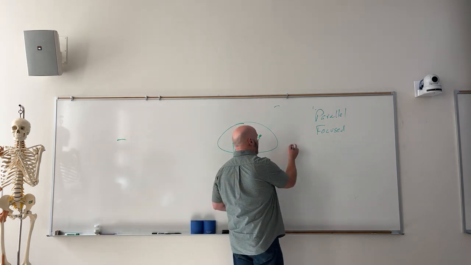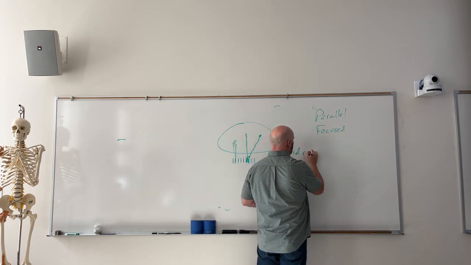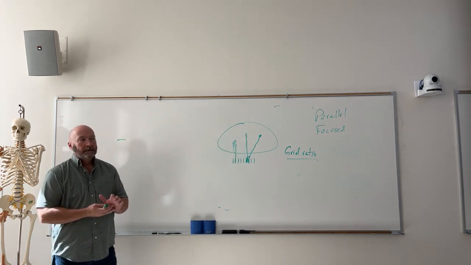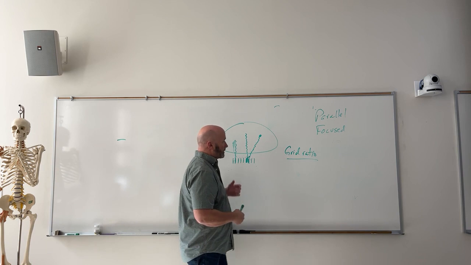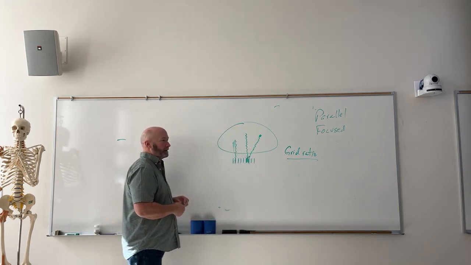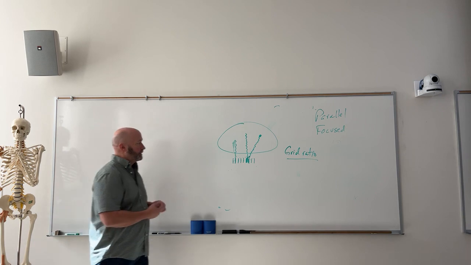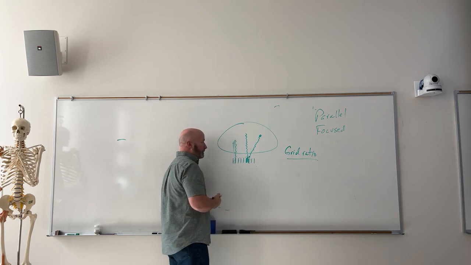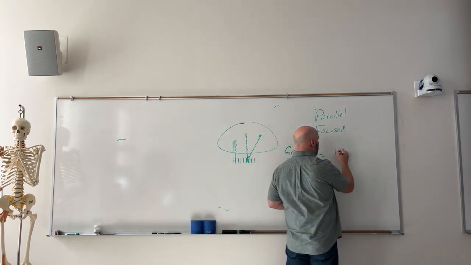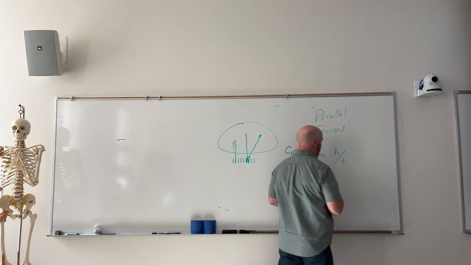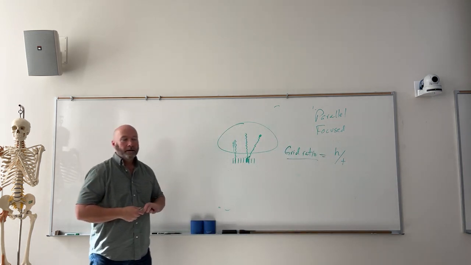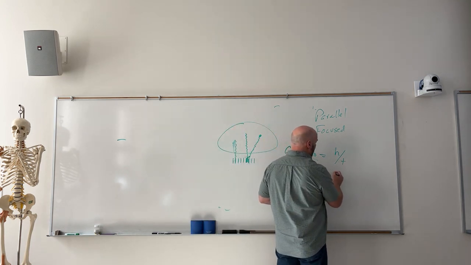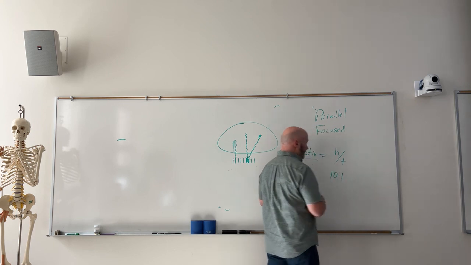Okay, so what we have then is grid ratio. Grid ratio is the measure of how effective a grid is. So it's a comparison between the thickness of the interspace material, so how thick is it between here and here, and the height of the grid strip. So grid ratio is the height of the grid strip over the thickness of the interspace material. So what we want is a grid ratio. Most of your grid ratios in the hospital are going to be like a 10-to-1 grid ratio.